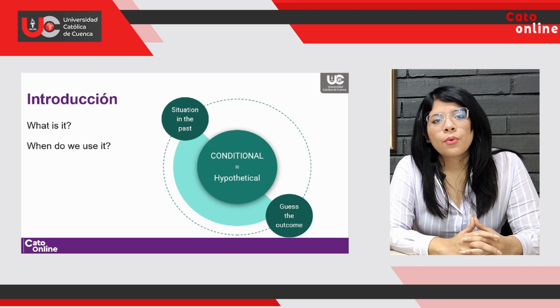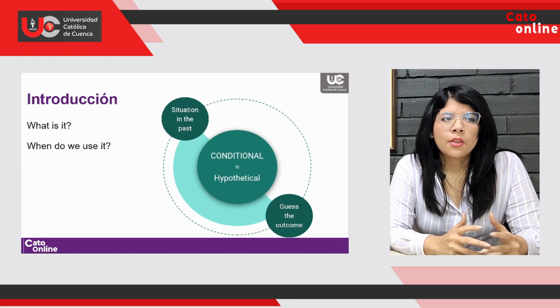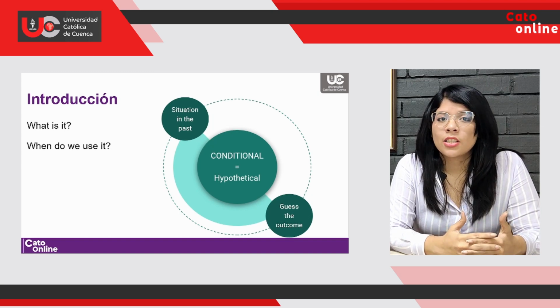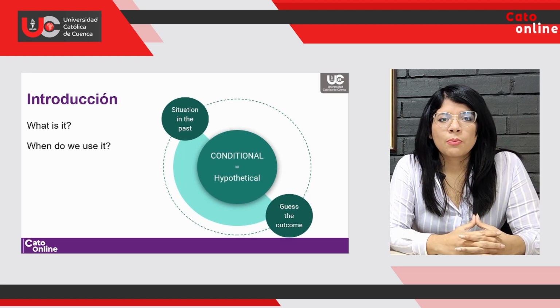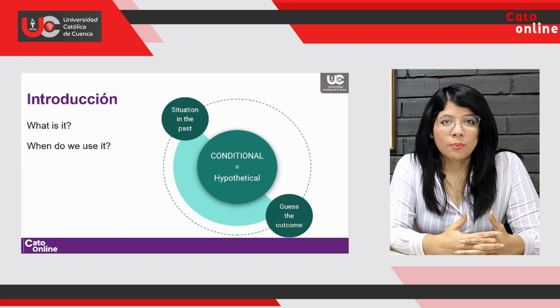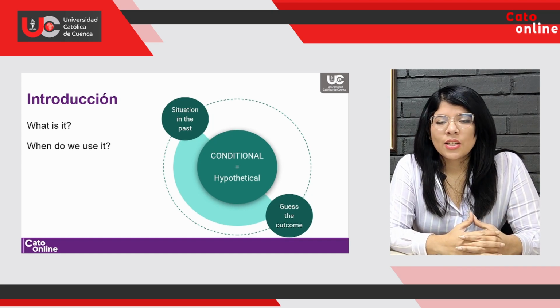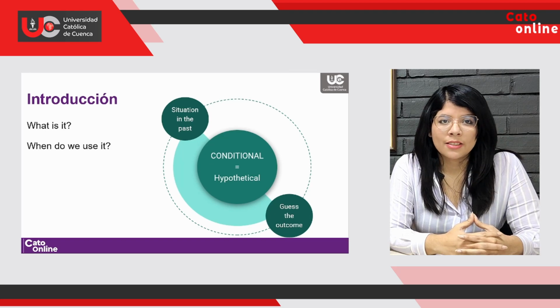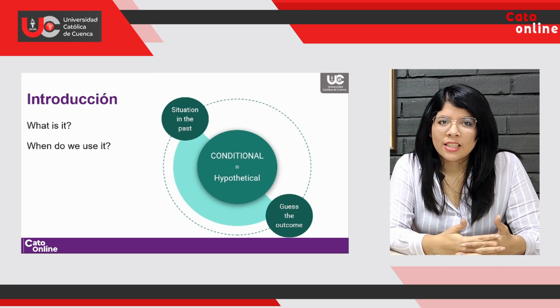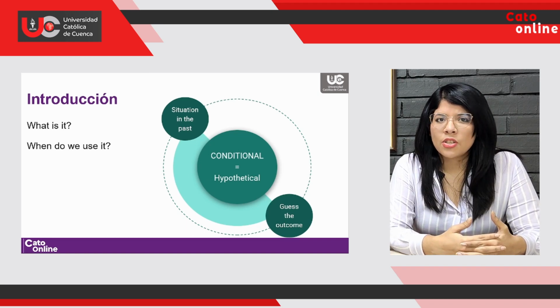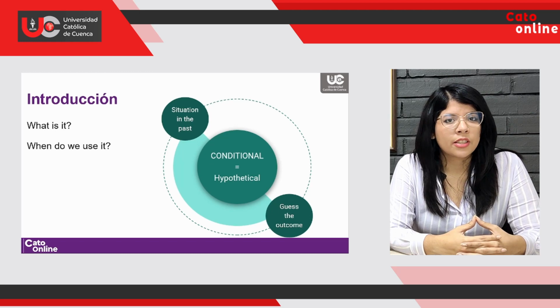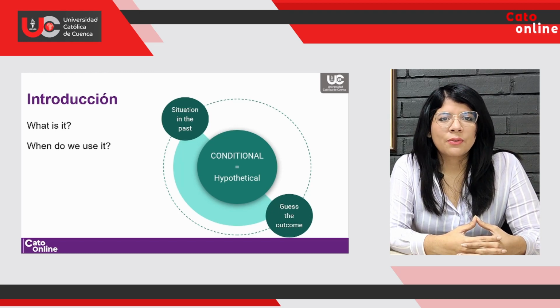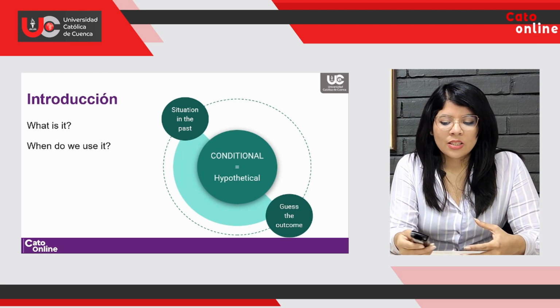So we use it when we have a situation that we want to change, so we imagine how the situation could be different. And then we also guess the outcome. So the past unreal conditional is going to be about a situation that happened in the past and that we imagine, if we had changed that situation, if we had done something differently, how would that reflect on the outcome that we had? Okay? So let's continue.